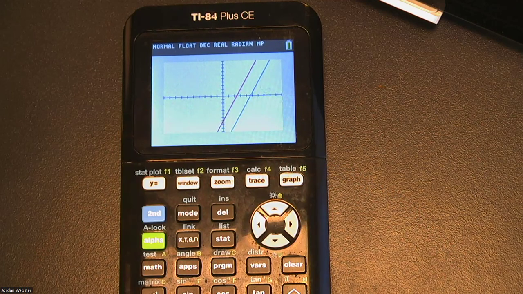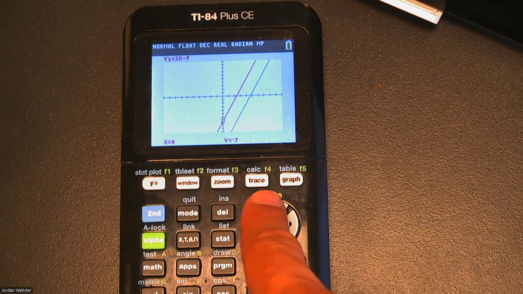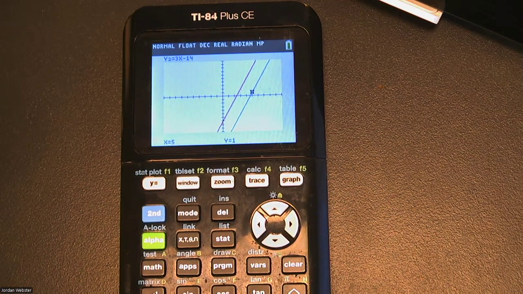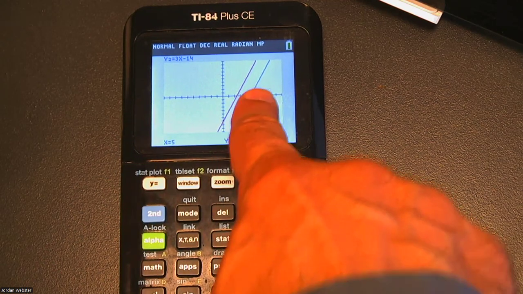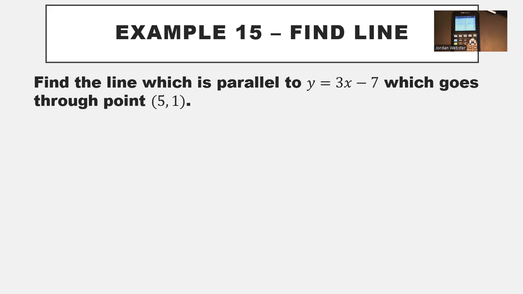So these look to be parallel. And then trace, that's the given line. If I trace and plug in x value of 5, sure enough, I can see it goes through the point 5, 1. So if I want to confirm on the calculator that it goes through the right points, that it has the right look, you can absolutely do that.